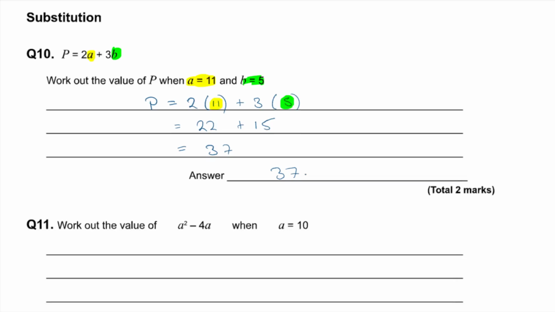Question 11, work out the value of A squared minus 4A when A is 10. Okay, so I'm replacing A in 2 positions this time. So my value of A is equal to 10 is going to go here and it's going to go here. So first, A squared becomes 10 squared minus 4 lots of 10. Okay, so replacing the A in the A squared and replacing the A in the 4A gives me that. Okay, then let's just deal with what we got then. So 10 squared, that's 100, and then minus 4 lots of 10, that's 40, and 100 minus 40, that's 60. So that's my final answer, 60.